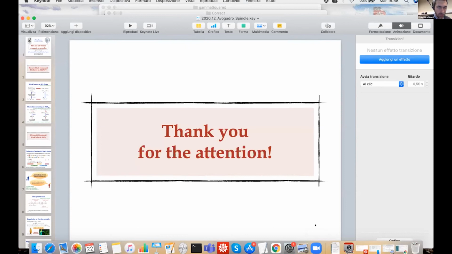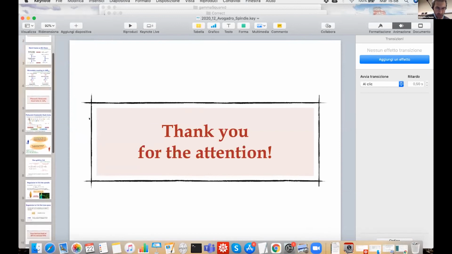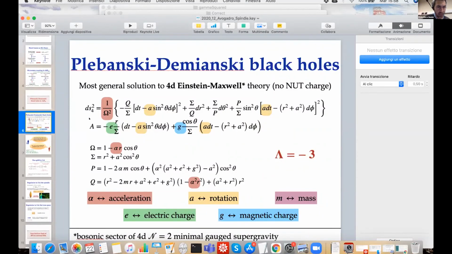So I didn't understand what you mean by acceleration. Is this a rotational acceleration? And if so, is there an external force that makes this acceleration? So the acceleration is along the z-axis. If you take cos theta to be the angle from the z-axis, you have an acceleration in that direction, which is what creates the conical deficits.